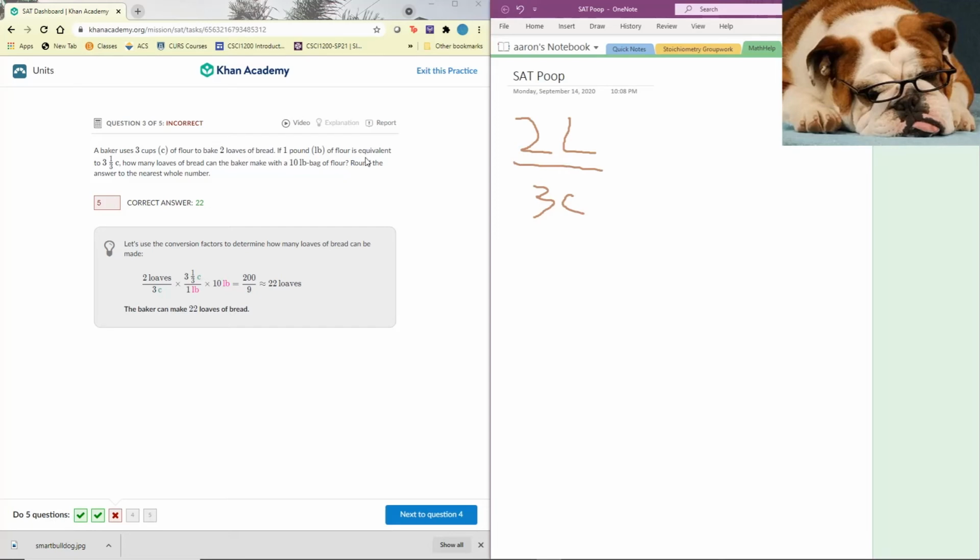Okay. Let's see what we have to do to make these pounds. So, we want to get rid of the cups. But how many cups are in a pound? Well, luckily it says right here, 1 pound of flour is equivalent to 3 1/3 cups. So we multiply, we want the cups away, so we want cups up here, because the cups want to cancel. So we have 3 1/3 cups for every pound. So 3 1/3 cups per pound.